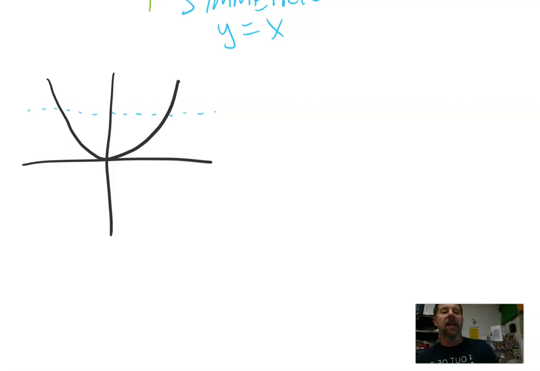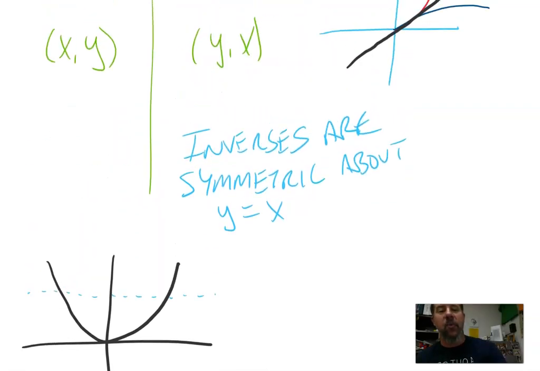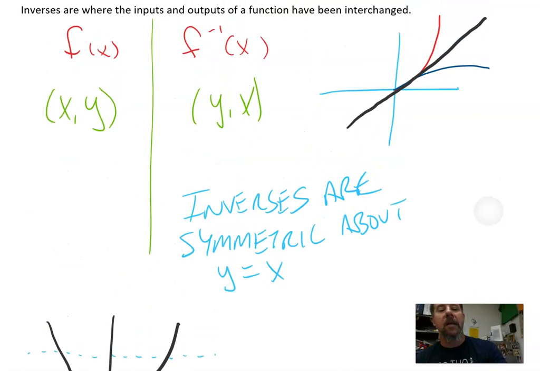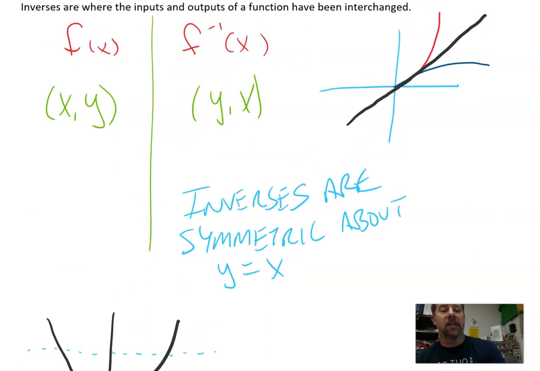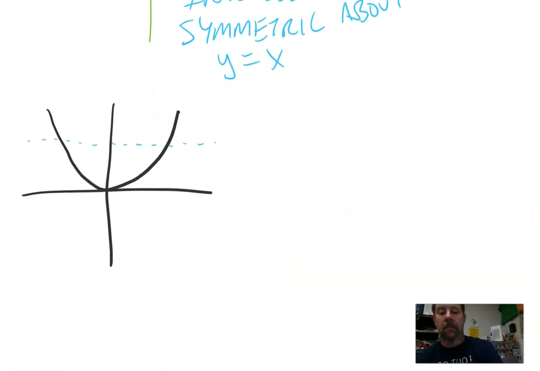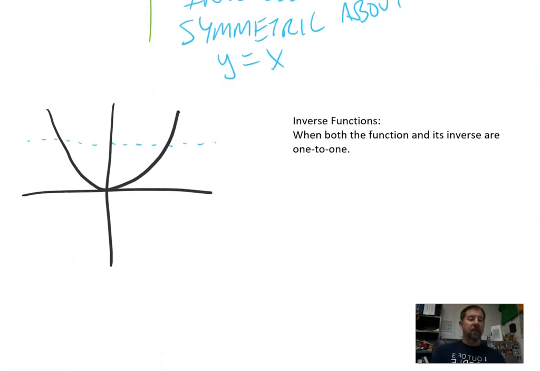Okay? That is why back here on this example, I had to restrict the domain just to x's that are greater than 0. But we have inverse functions when both a function and its inverse are 1 to 1. Okay? All right. Now, let's also quickly talk about exponential functions and logarithmic functions.